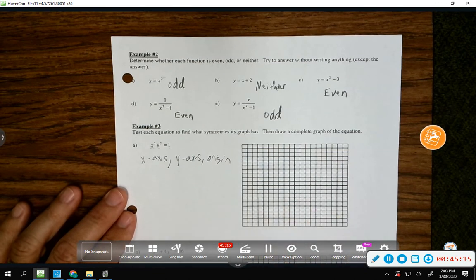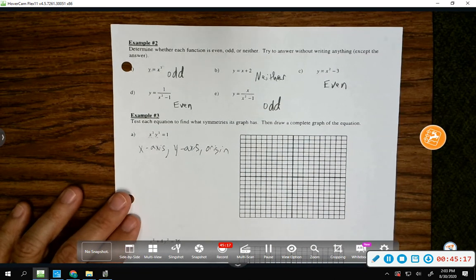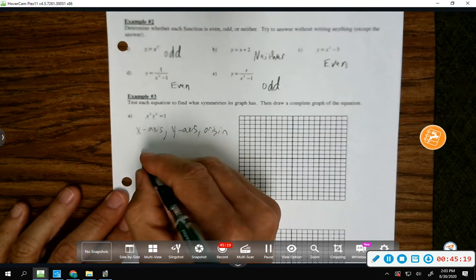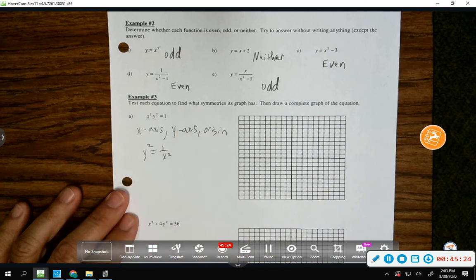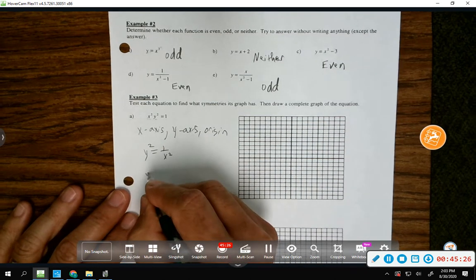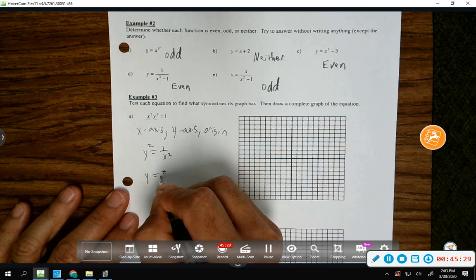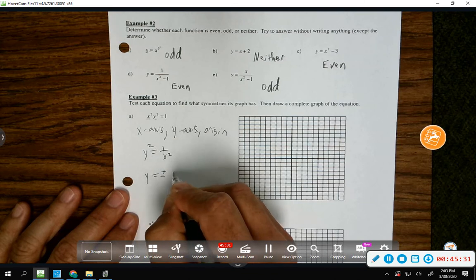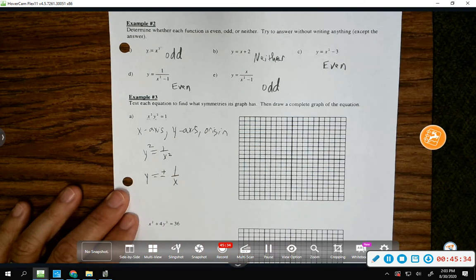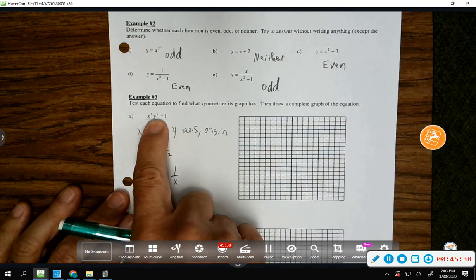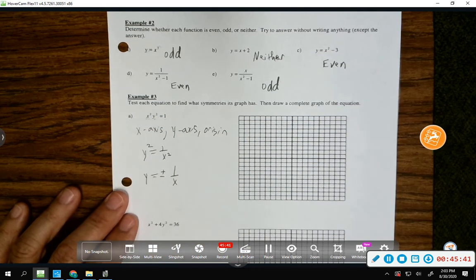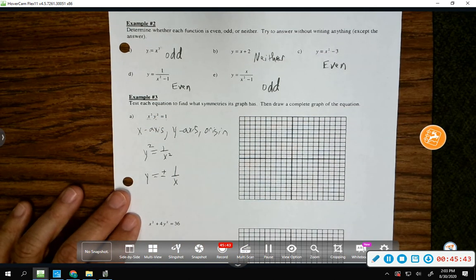I ask you to graph this quickly just because I want you to be able to think about these a little bit here. If I divide both sides by x squared to get y by itself, watch what happens if I take the square root of both sides. I really get y equals plus or minus 1 over x. I get two different functions out. This is not a function. Anytime y is raised to an even power, it's not a function. It's a relation. It does not pass the vertical line test.